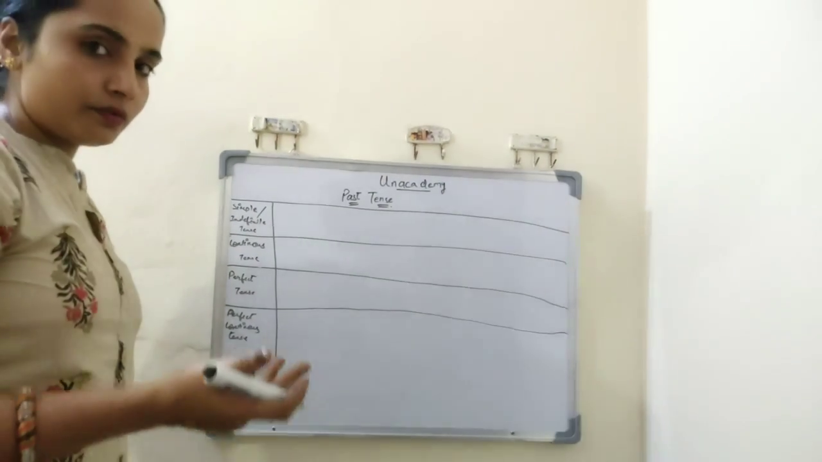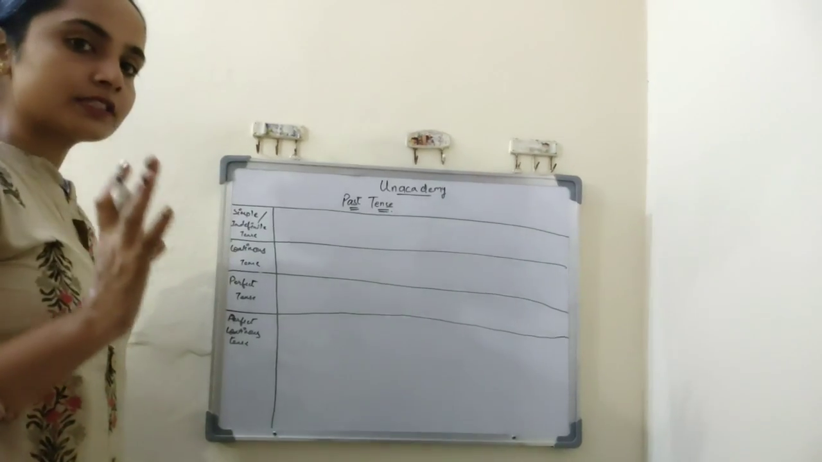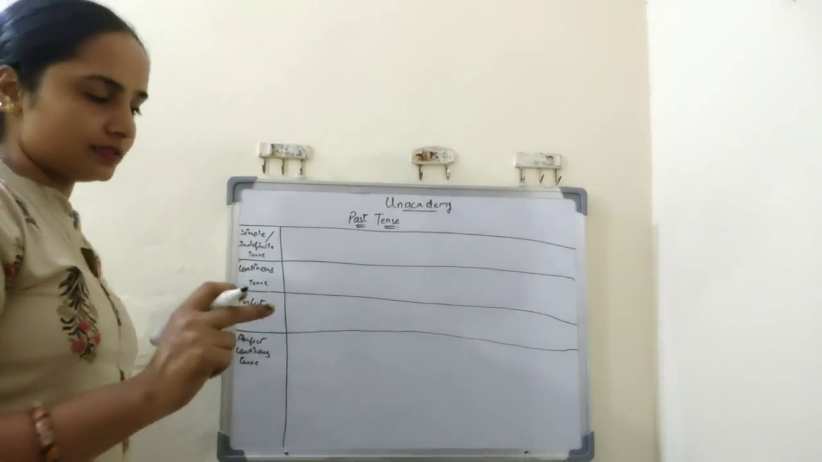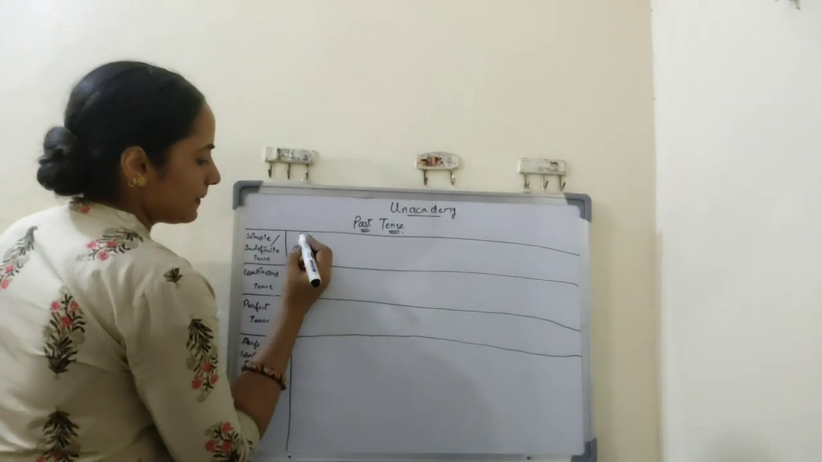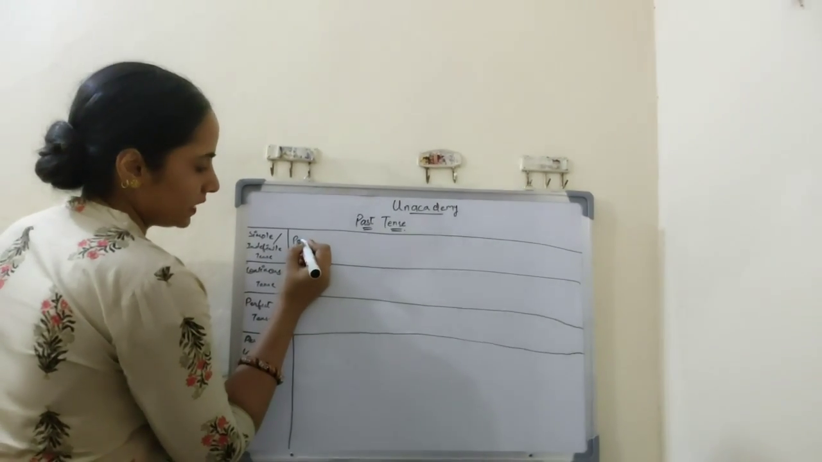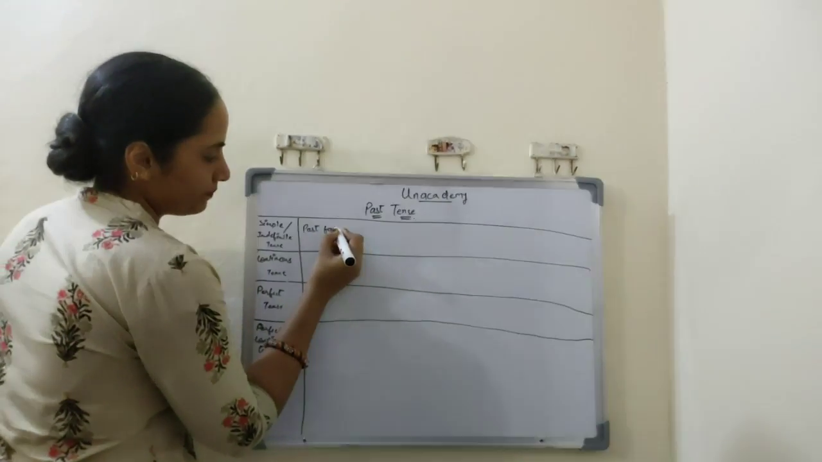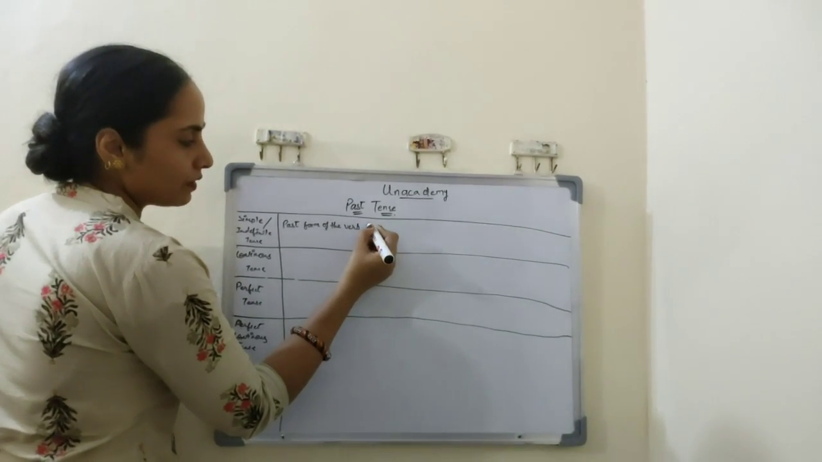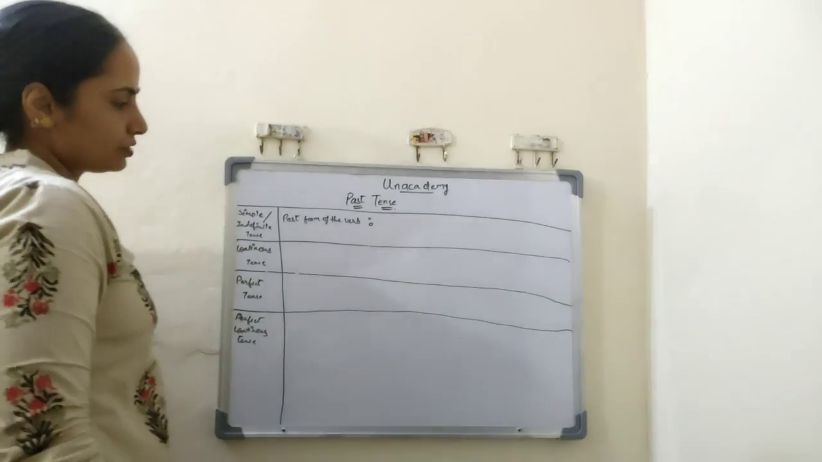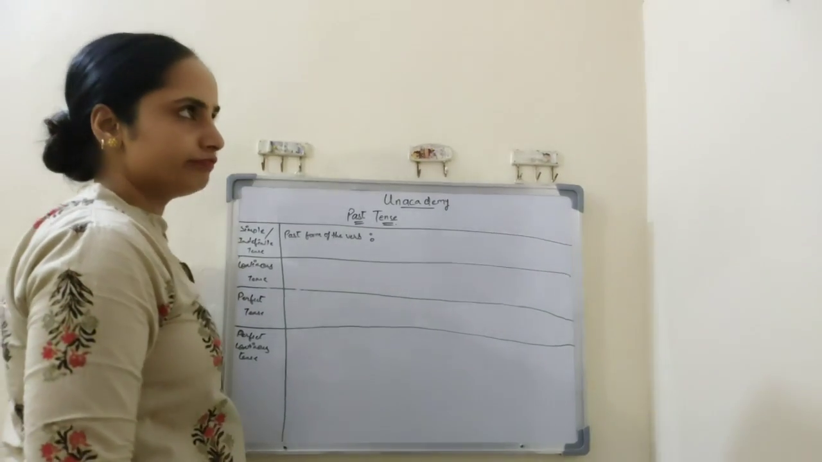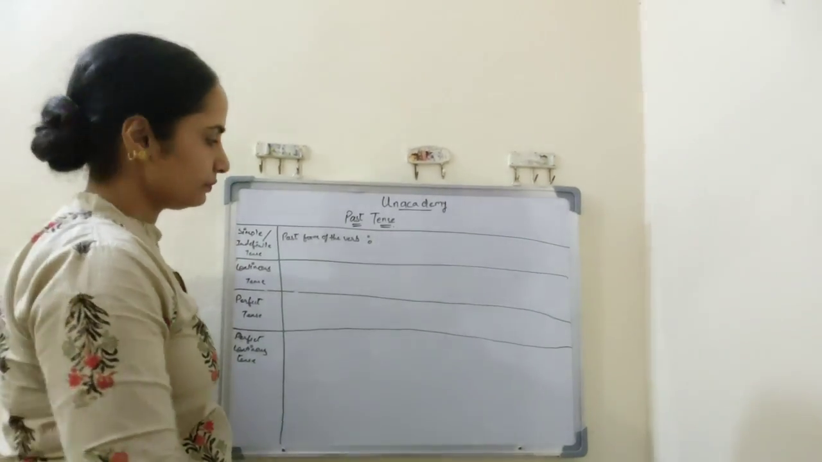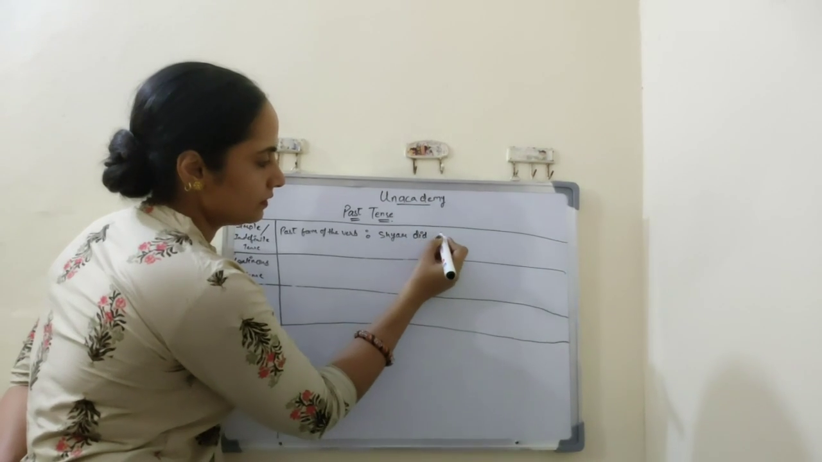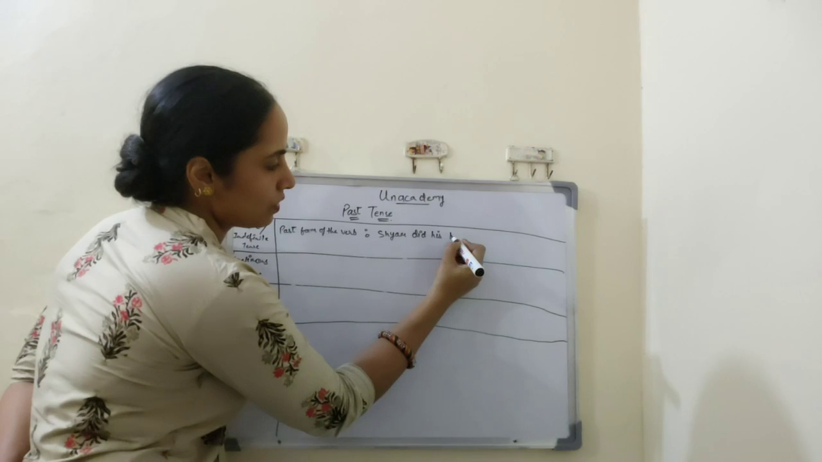Alright. So now, because we are learning about past tense, let's first learn the formula of it. Okay. Now what happens in past simple or past indefinite tenses, we have the past form of the verb. Alright. So suppose I take the past form of do. So, Shyam did his homework.